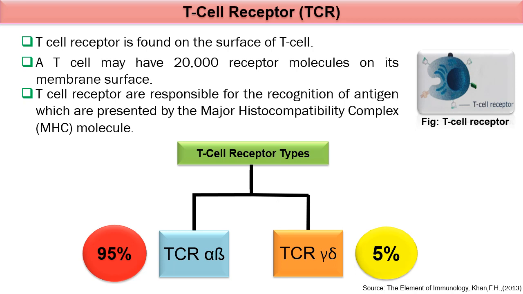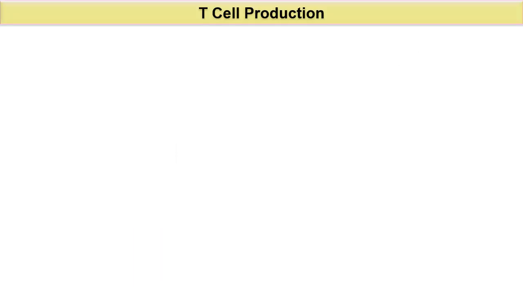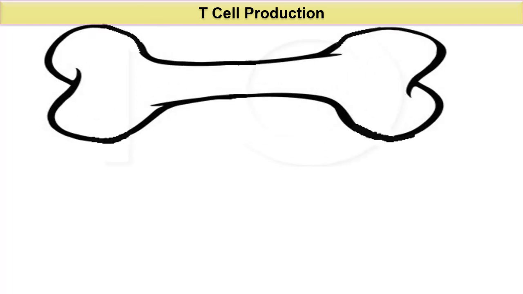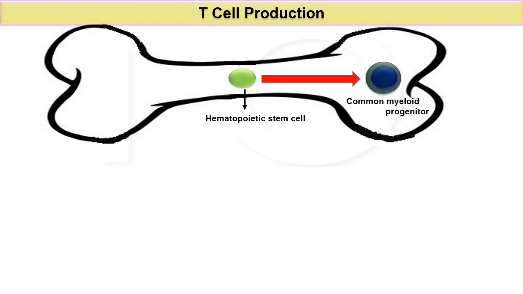Before starting the generation of T cell receptor, we have to know about the T cell production, because the generation of T cell receptor occurs simultaneously with the production of T cell. T cell production occurs in bone marrow. In bone marrow, hematopoietic stem cells give rise to the common myeloid progenitor and common lymphoid progenitor cells. This common lymphoid progenitor cell gives rise to the T lymphocyte, B lymphocyte and natural killer cells. So I will talk about only the T lymphocytes.